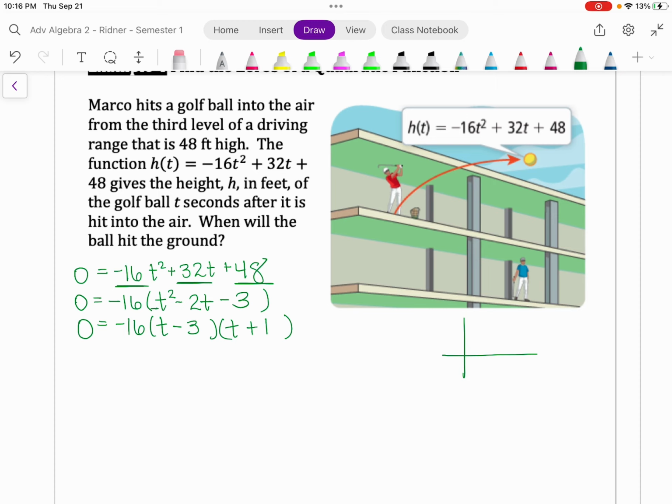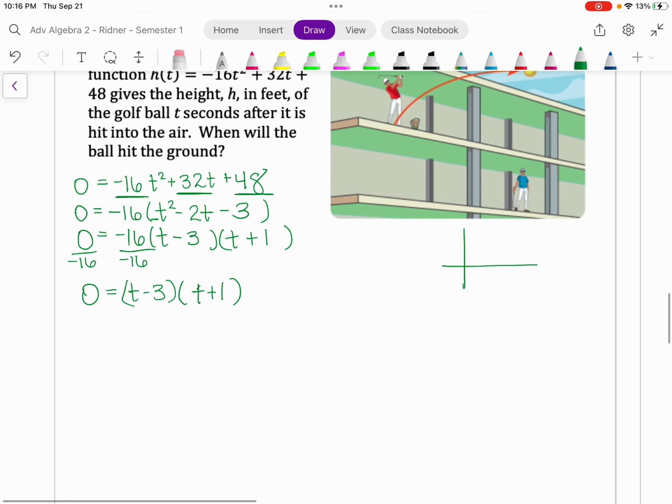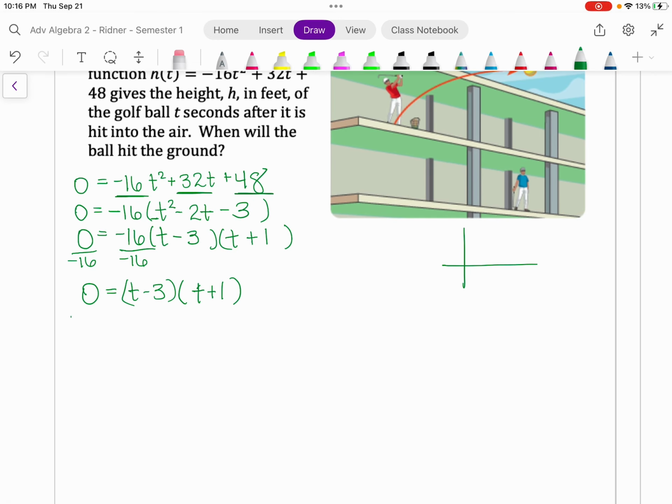Okay, I can divide both sides by negative 16. So I get 0 equals t minus 3 times t plus 1. Last, I will set each one of those equal to 0. So t equals 3 and t equals negative 1.